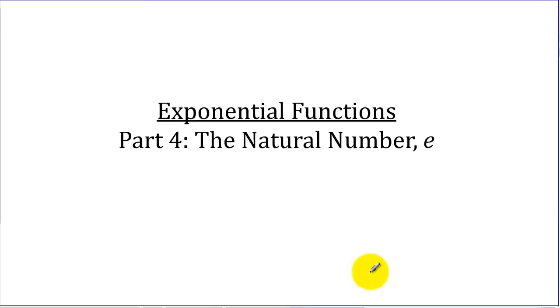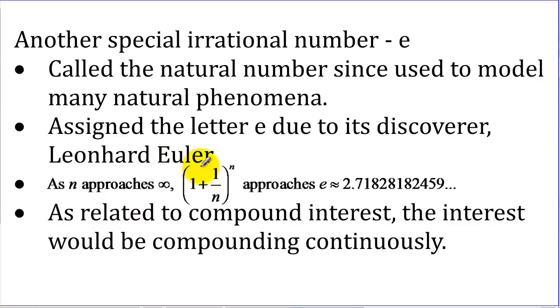The reason for the letter E is it was discovered by a mathematician named Euler. So his last name, he gets the letter for the number. And this is a special irrational number similar to other ones that we've used, like pi, for example. Besides being called Euler's number, or E, it's also frequently referred to as the natural number, because there's a number of phenomena in physics and in science that can be modeled by using this number.